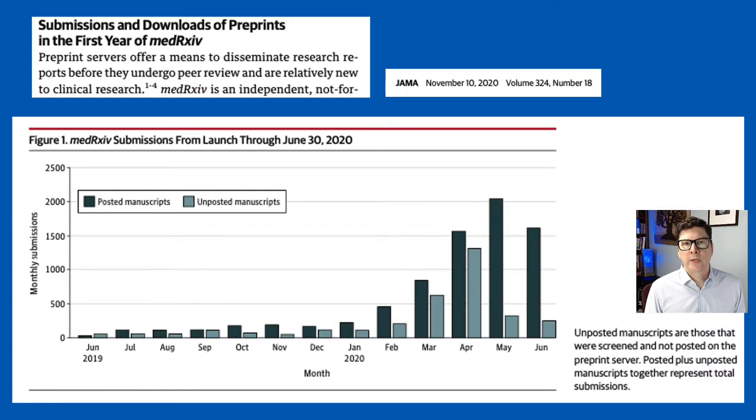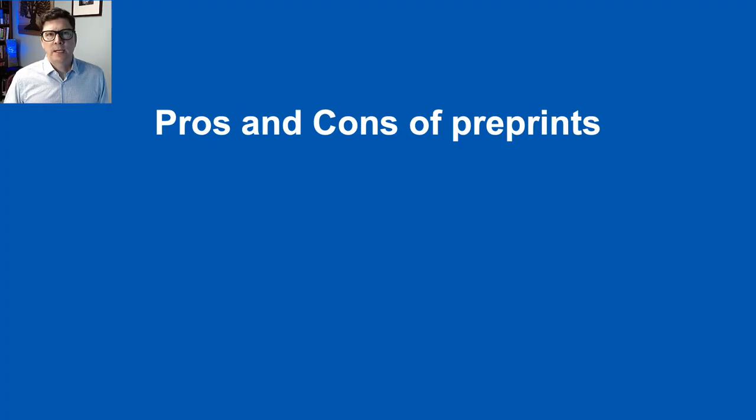In this 2020 article from JAMA, we see the submissions and downloads of preprints over the first year of medRxiv. By the second half of the year, it really started to pick up, and we had a lot of manuscripts that were being posted to the preprint server. So it appears that it is being accepted by a certain percentage of the medical community. Let's discuss the pros and cons of preprints.